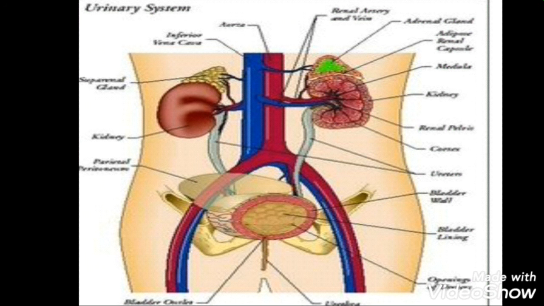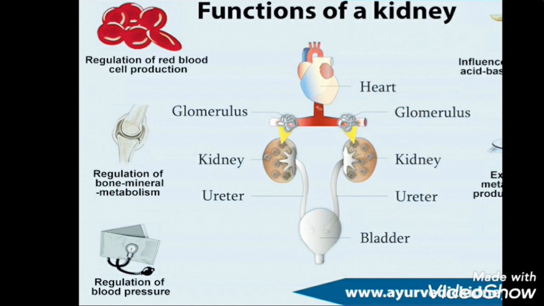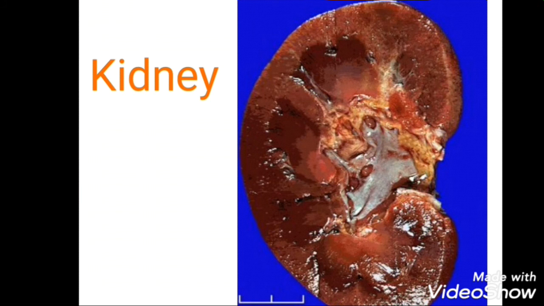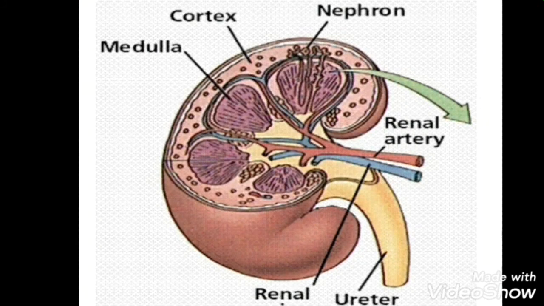Kidneys regulate bone mineral metabolism. Kidneys maintain fluid and electrolytes in our body. Kidneys regulate the acid-base balance of the blood. They maintain the osmotic pressure in blood and tissues. Kidneys also help to retain the important plasma constituents like glucose and amino acids. Now we'll see about the structure of the kidney.